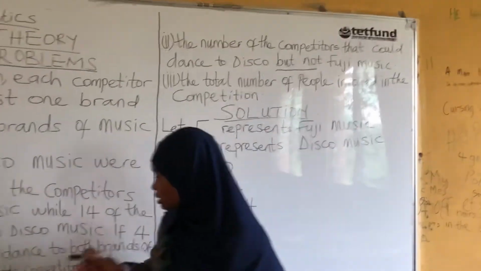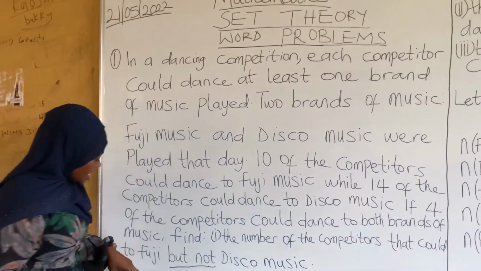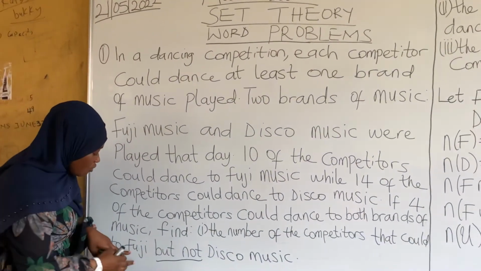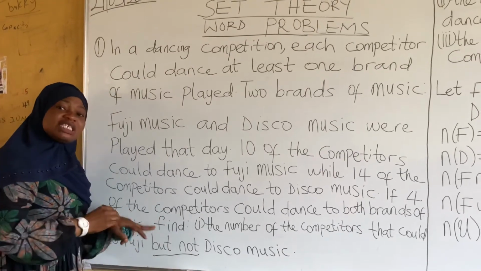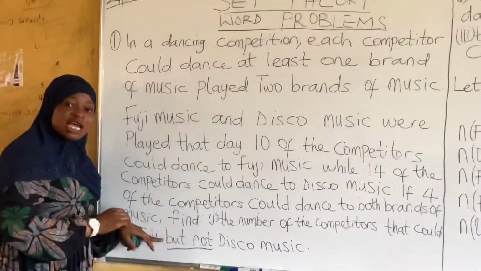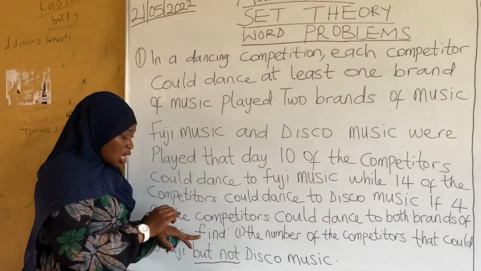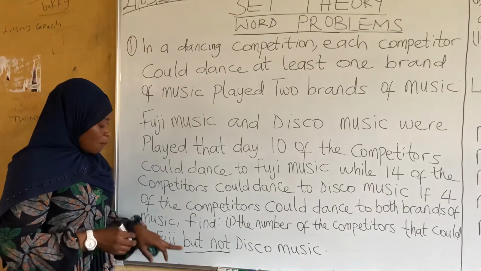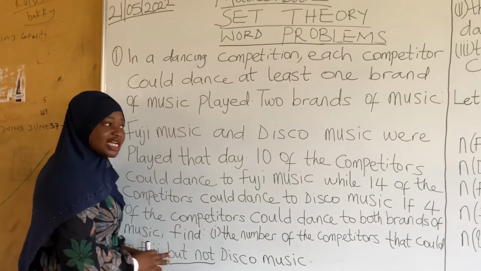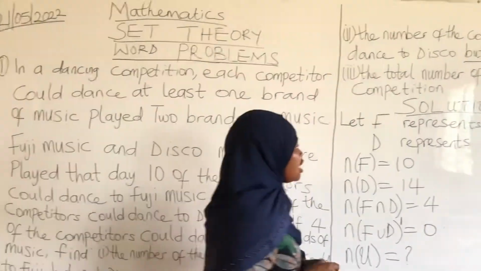So in this question, we are told about those that could dance to Fuji but not disco. I have explained that one in one of our videos. That's relative complements, which is the difference of sets. So please watch it so that we understand this thing very well, so we will not waste our time.